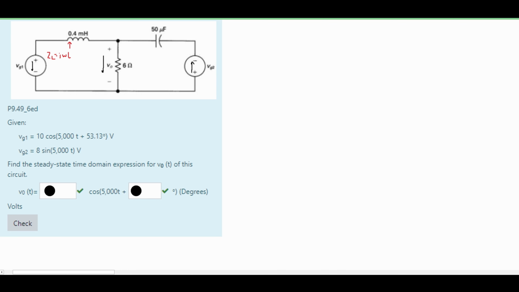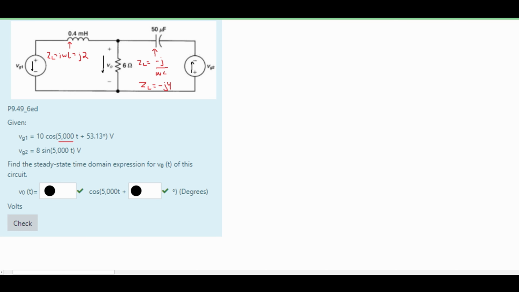We know that our omega can be found in the givens, so it's 5,000 times our 0.4, but we need to convert this to henries, so we're multiplying it by 10 to the negative 3, and this is going to give us a Z of L of j times 2. Now we need to do the same thing for our capacitor, however the formula is slightly different. We have a Z of C equal to negative j over omega times C. Plugging this into a calculator, we'll have negative 1 divided by 5,000 divided by 50 divided by 10 to the negative 6th, and the negative 6 is from our microfarads that we need to convert into farads. So we're going to get that our Z of C is equal to negative j times 4.